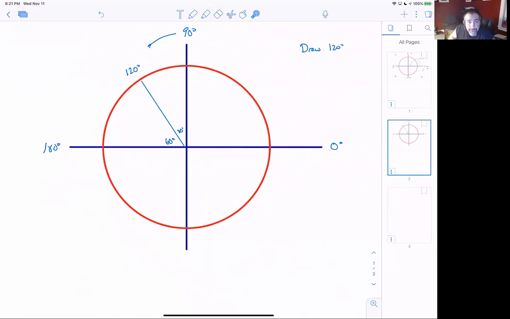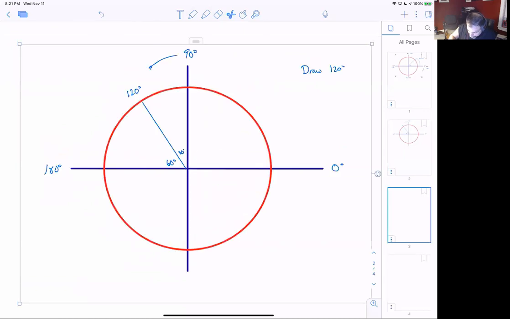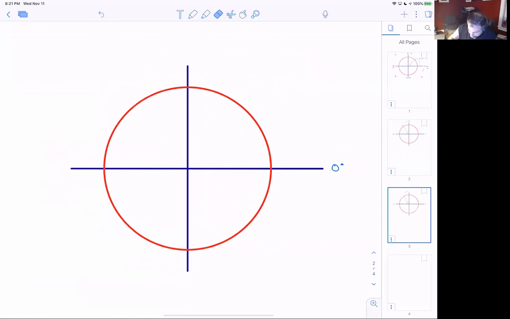That would be our 120-degree angle. So just to look at one more to make sure we're on the same page, let's take a look at this one. Let's go down here and look at this situation. Let's say on this one now, I wanted to draw negative 210 degrees.